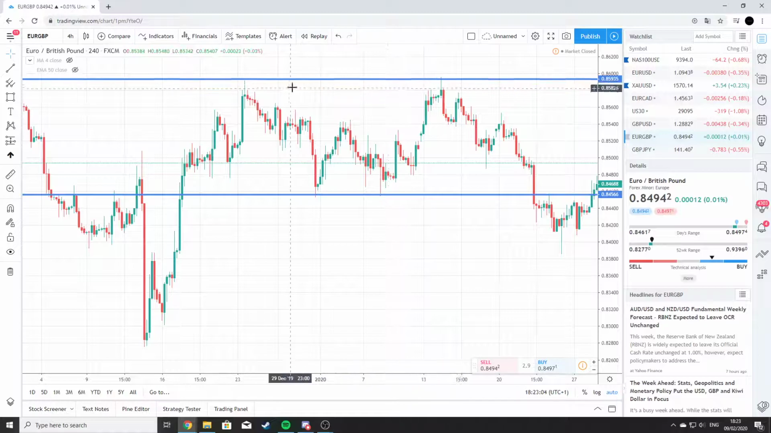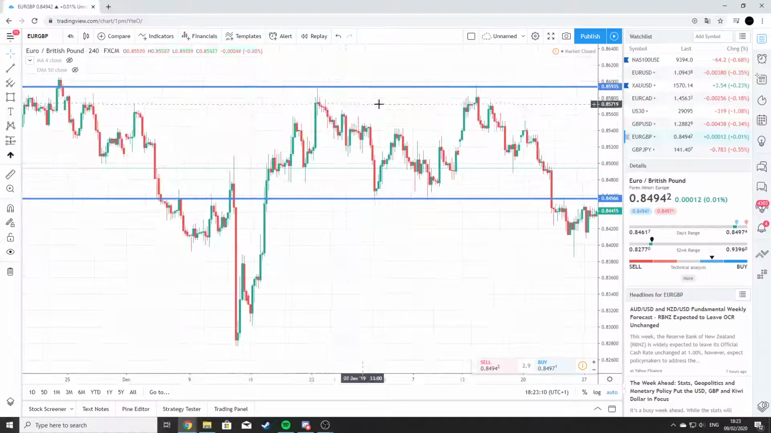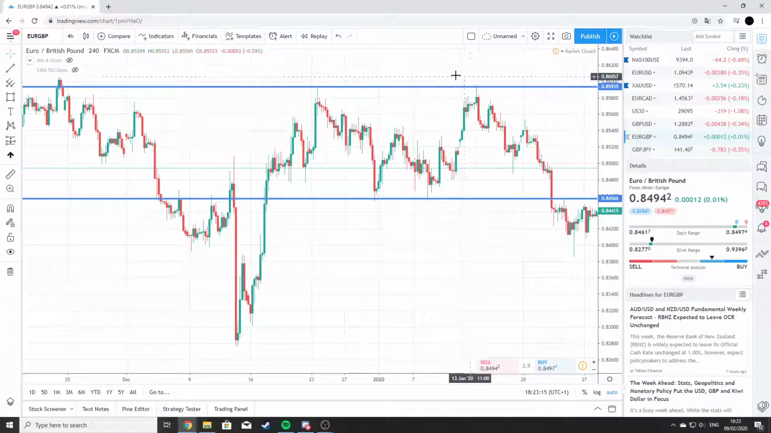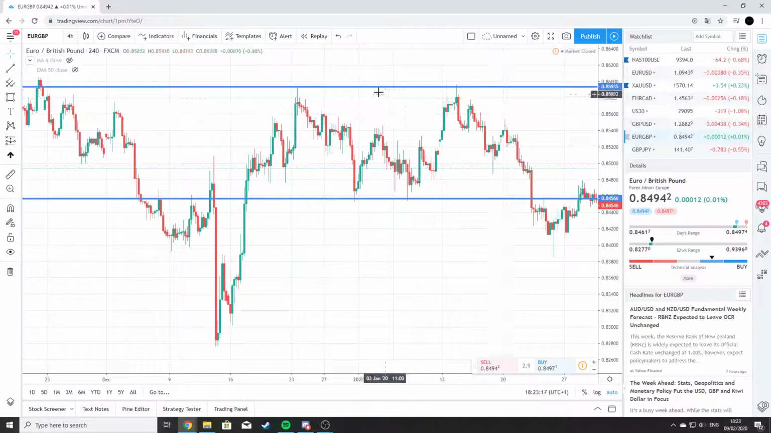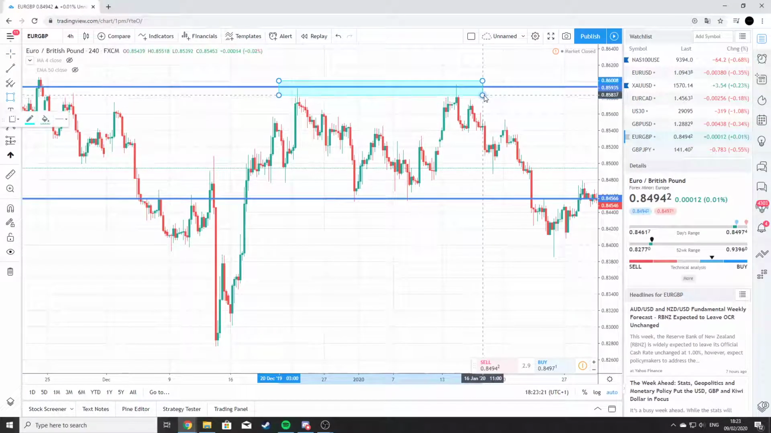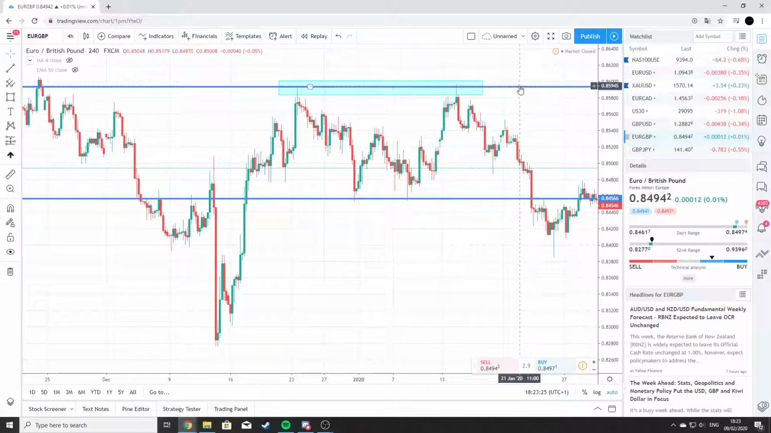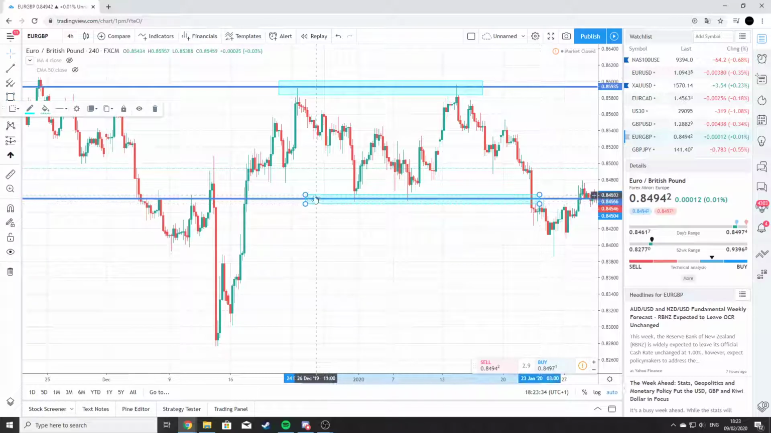As you can see, here we had two nice wicks, so I'm going to draw my resistance level there because I see that the market doesn't have enough volume to go over that line. All right. Most of the time I will draw little boxes around it because most of the time it's not just one price, but an area around some price. All right.